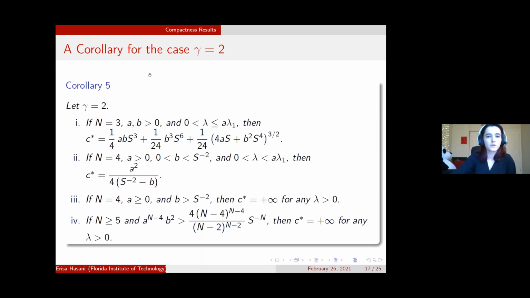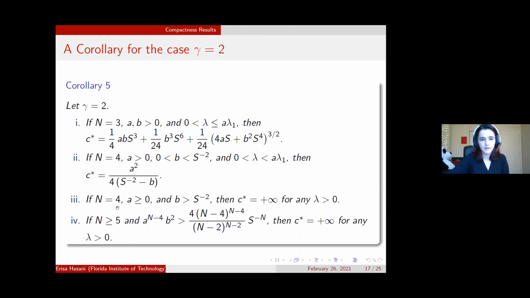For the classical case, if we take gamma equal to 2, which is the original Kirchhoff equation for the critical case, then we have the following results for C star. If n is equal to 3, A and B are positive, and lambda is between 0 and A lambda 1, then C star can be found explicitly as this expression. This was computed before in other papers. For dimension 4, if A is positive and B is between 0 and this number, and lambda is between 0 and A lambda 1, then we can compute C star to be equal to this number.